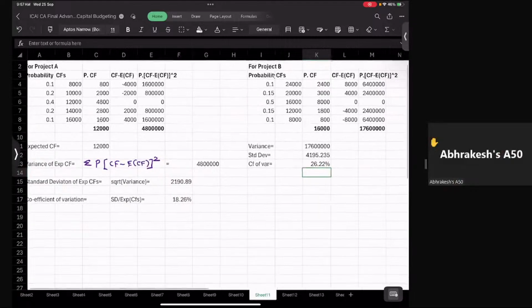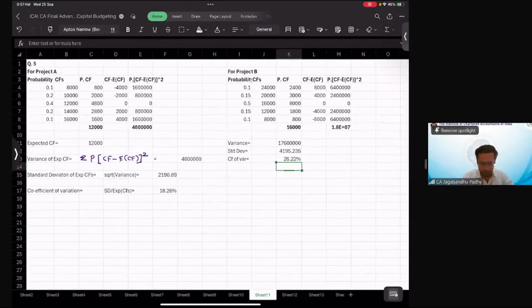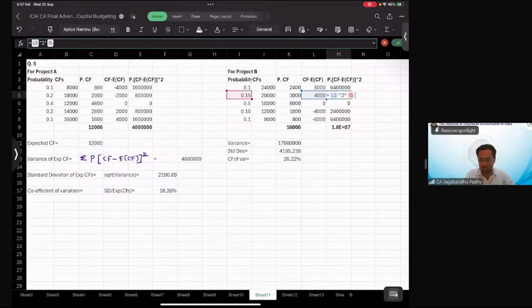Yes, sir. In case of square of 4,000, it is mentioned 24 lakhs. I mean, it should be 16 lakhs, both sides. It's square of column 4,000. This one? Yes, sir. It's not square of 4,000, Abrakesh. It is square of 4,000 multiplied by probability.